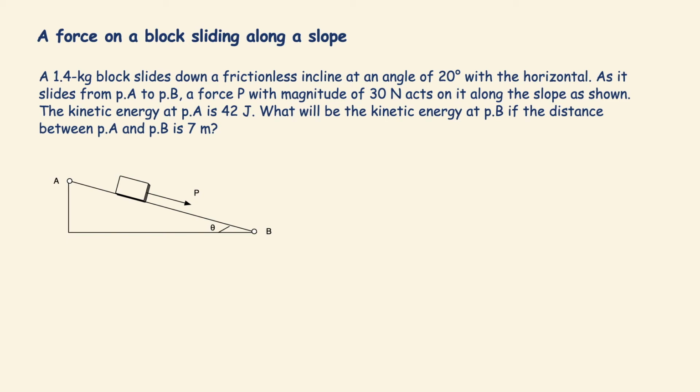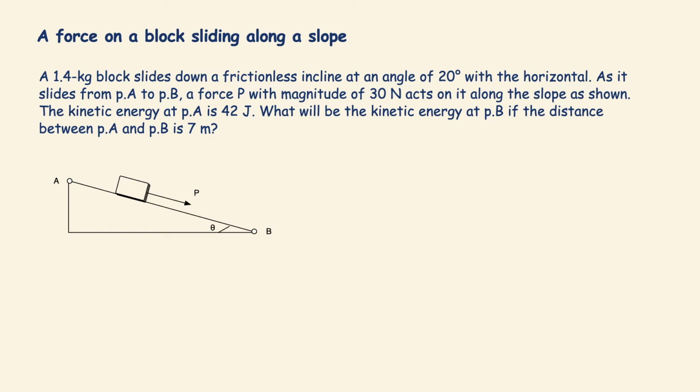So what we have here is a 1.4 kilogram block that slides down a frictionless incline at an angle of 20 degrees with the horizontal. As it slides from point A to point B, a force P with magnitude of 30 Newton acts on it along the slope as it's shown on the diagram. The kinetic energy at point A is given to be 42 joules.